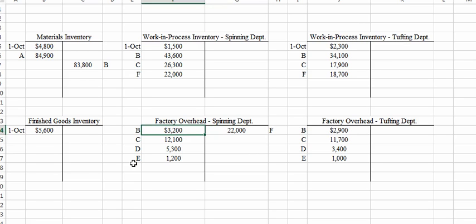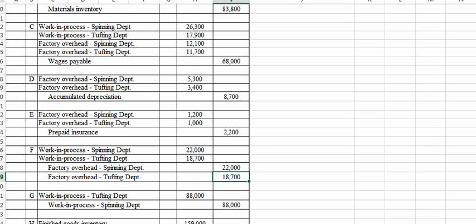These are our actual factory overhead costs. This is our estimate. We hope they come really close to equaling out, you guys. We don't want to overestimate or underestimate by too much. Okay, now I've been talking. Let's see if I can pick back up where I left off. We're going to have a credit to the factory overhead tufting department as well on F for $18,700.